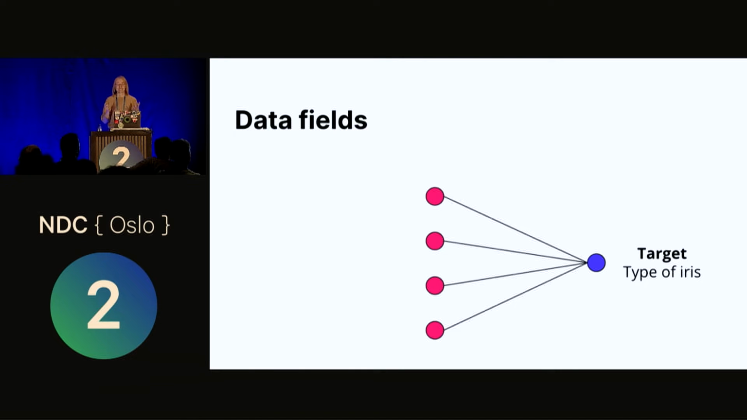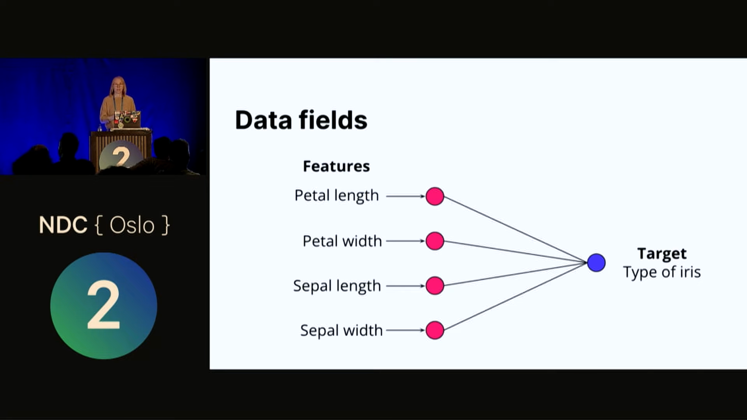The first is the target, which is the thing that we're trying to predict. In the case of the iris data set, what type of iris it is. And the second are the features. This is the information about our target that we use to make those predictions in our model.